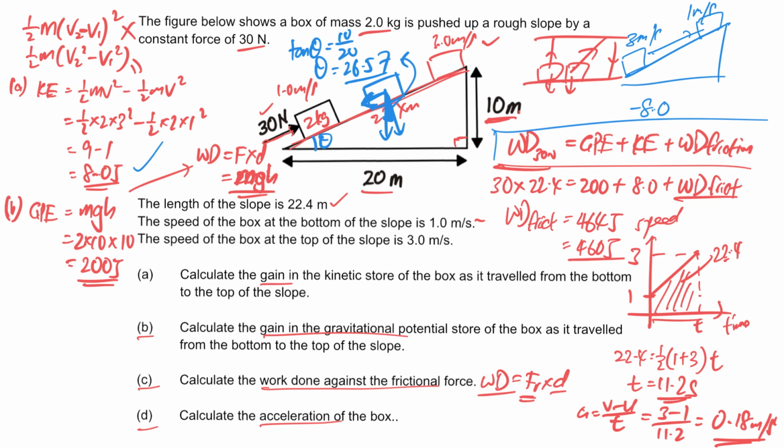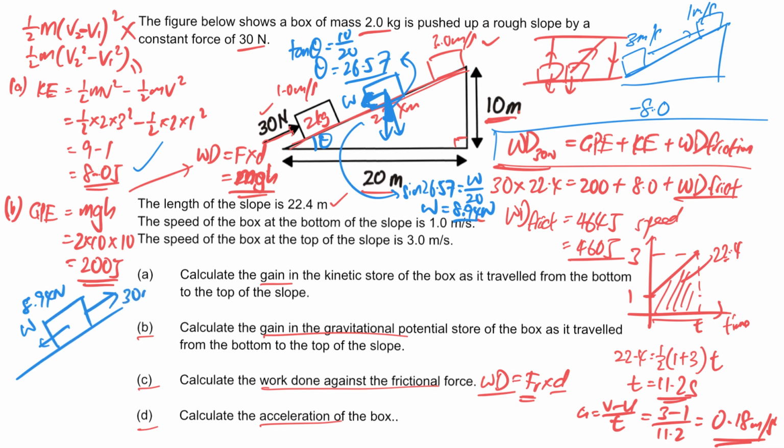So if you resolve it, this is your math, I hope you know. To find that component, sine 26.57 is equal to W over 20, and you will get the weight component over here to be 8.94 newtons. So that means now I have found the component of the weight, your W, which is 8.94 newtons, and you have the pushing force. Let's draw it in this direction now. That will be 30 newtons.